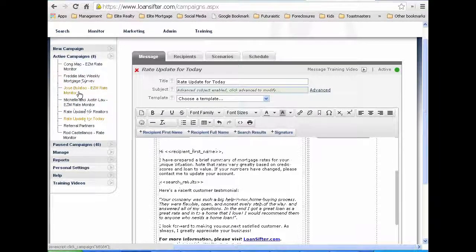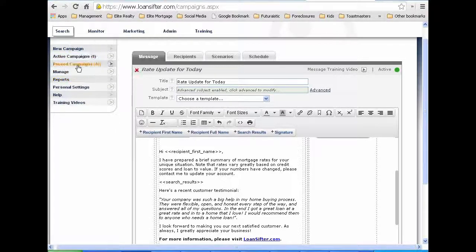And then as soon as they lock, we take them off. There's no reason to keep sending them and remind them what a better rate they could have gotten. So we want to make sure you remove them as soon as they lock in their rate. Okay? So you can do a lot of things within Loanshifter for marketing itself, for presentation and all that.